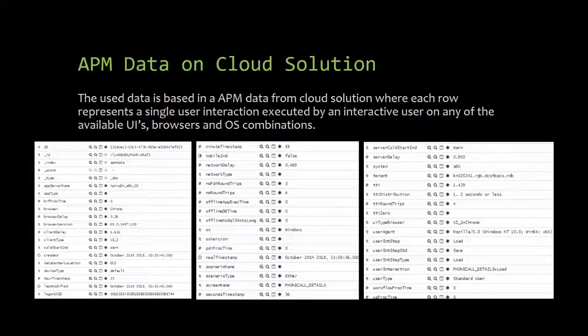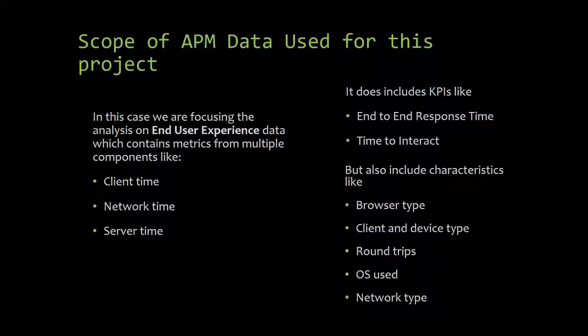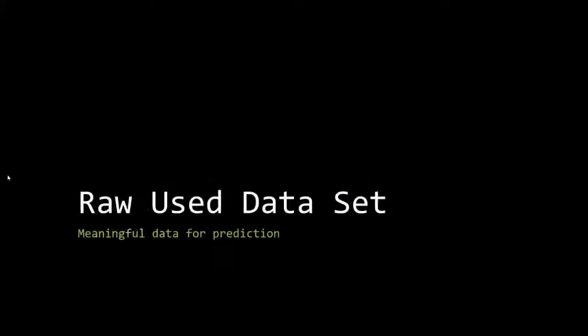Information like tenant, location, browser type, OS type, and different response times and client types is presented in this type of record. In this case, we are focusing the analysis on end-user experience data, which contains metrics for multiple components like client time, network time, server time. It does include KPIs like end-to-end response time, time to interact, but it also includes characteristics like browser type, client and device type, number of round trips, OS use, network type, and tenant. Raw data.